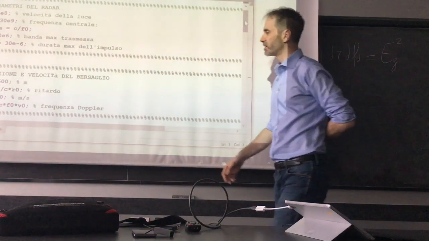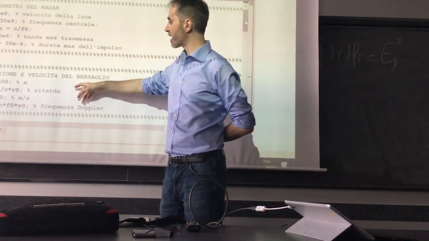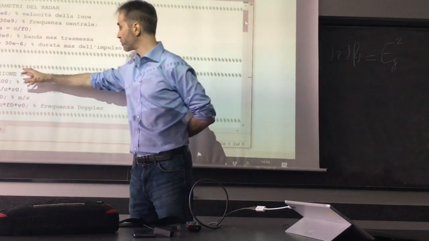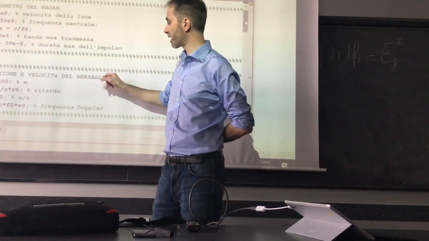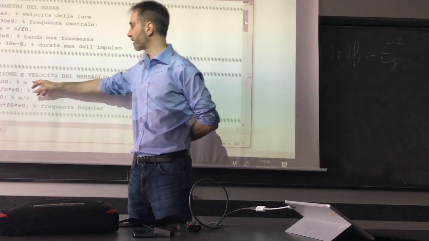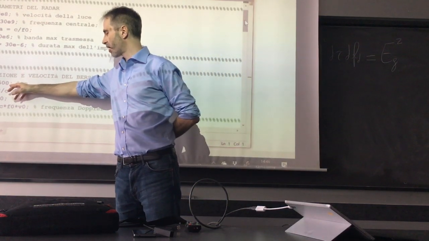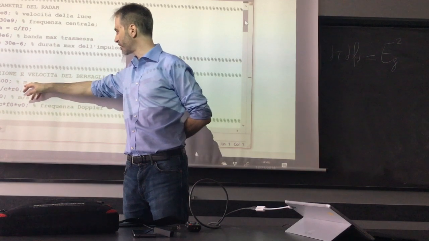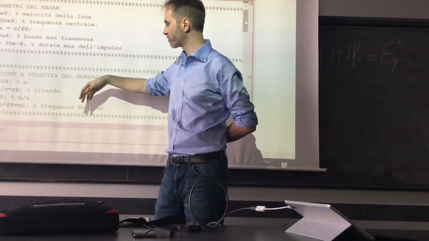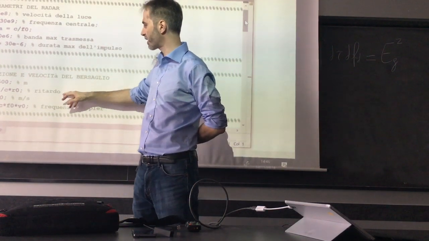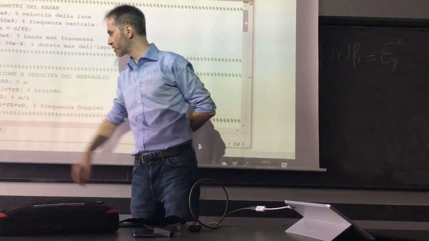Those are the true position and speed of the target. So I am assuming a target at 4,500 meters away from the radar, which is traveling at this speed.